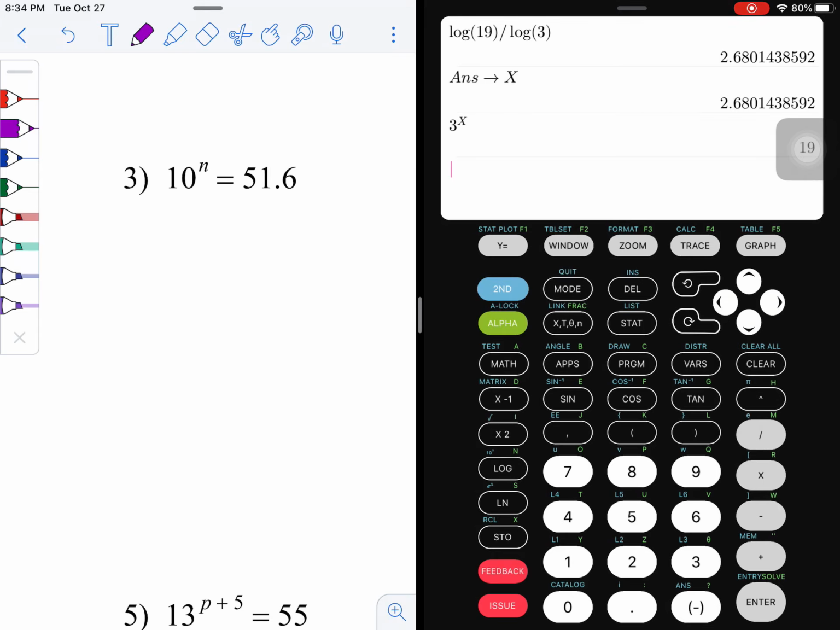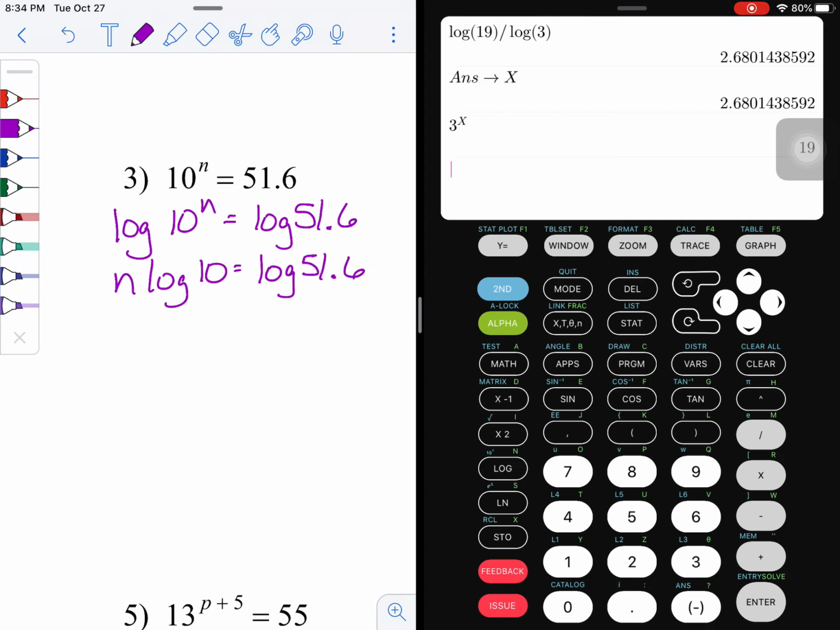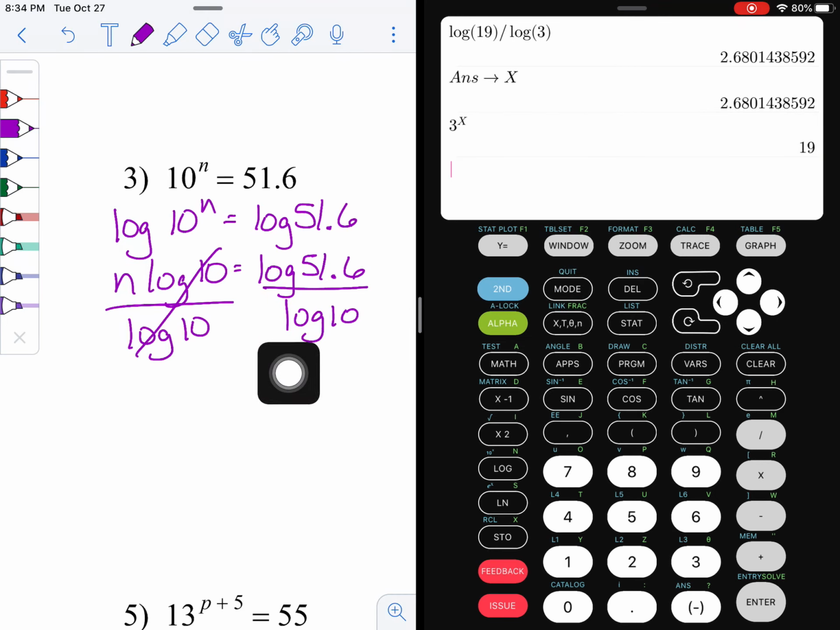All right. There's no way I can make a base 10 and a 51.6 have the same base, so I'm not going to even bother trying, not going to take any time with that. What I am going to do is take the log of both sides. So log 10 to the n equals log 51.6. I'm going to fly that n in front. And that's why we use this property, because it takes the exponent and basically makes it no longer an exponent, which is kind of nice. So we divide both sides by log 10.